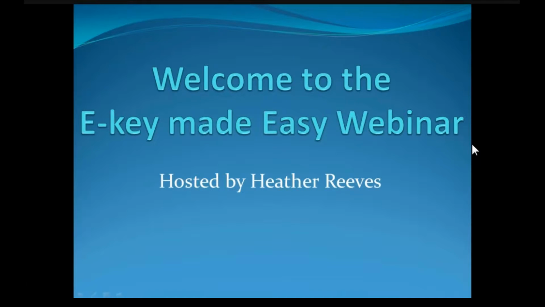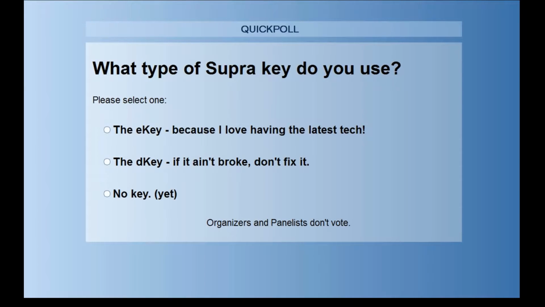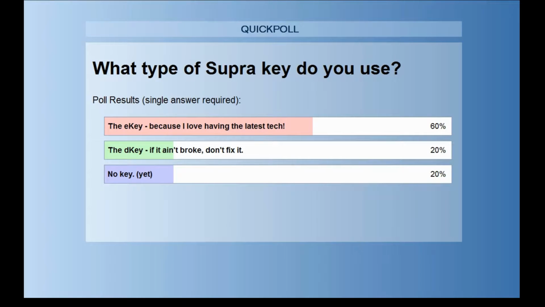First thing we're going to do is a poll question. What type of Supra key do you use? We'll give you all a second to go ahead and answer that question. For those of you who are not aware, you have two different kinds of keys. An eKey, which we're going over today, and a D key, which is a display key. All right, looks like everybody's voted. Let's see what you guys had to say. It looks like most of you are eKey users, so hopefully you'll learn a few new tricks today as we go through our presentation.